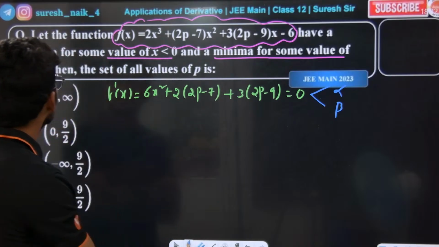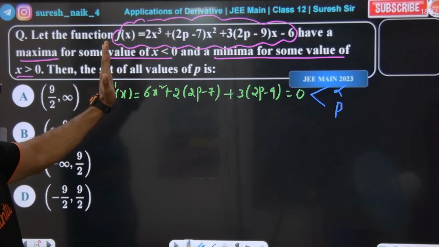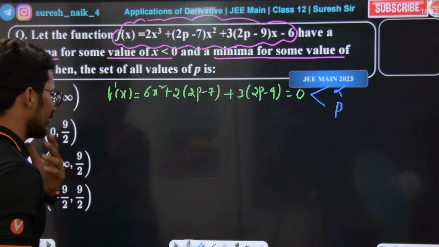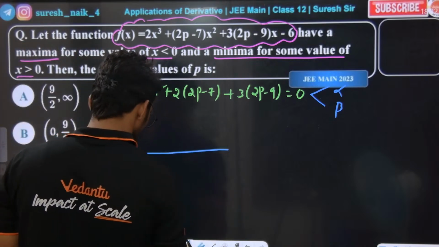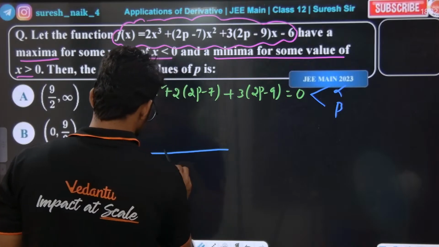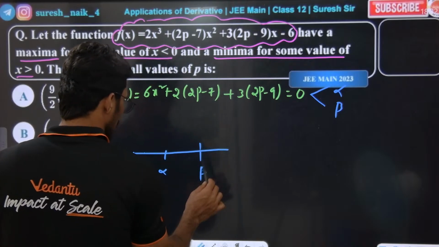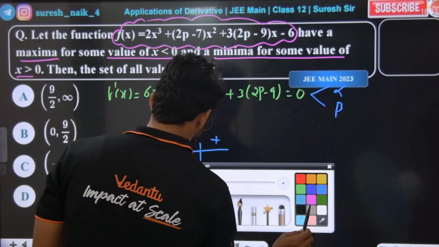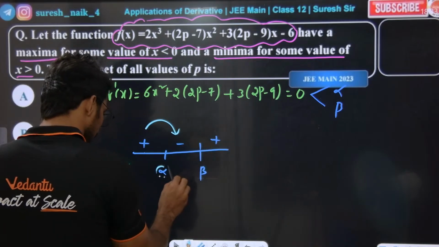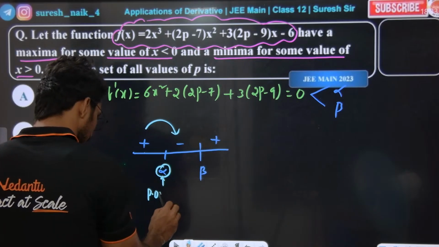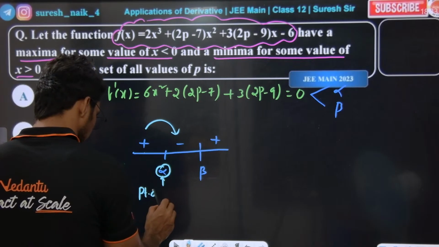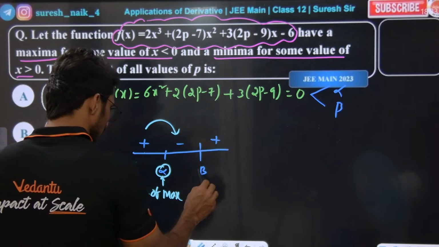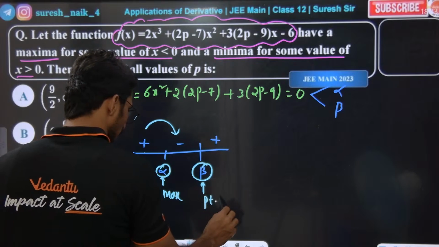He says that it has maxima for some value of x which is less than 0, minima for some value of x which is more than 0. So definitely there are maxima and minima. Definitely this is alpha, this is beta, the critical points. The sign is plus, this minus, this plus. So definitely this is going to be maxima. Plus to minus is nothing but the point of maxima. What is this? Point of minima.